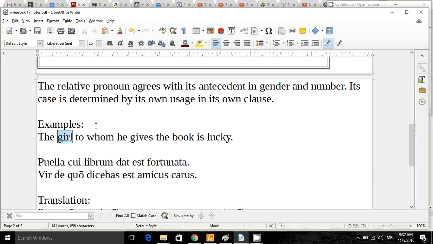The girl is the subject of our sentence. So in Latin, that's going to be in the nominative. The girl, to whom he gives the book, is lucky. The girl is lucky. That's our sentence. That's the verb, is, and the nominative, the subject, girl. The girl is lucky. That's the sentence.